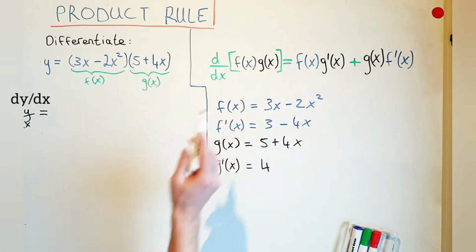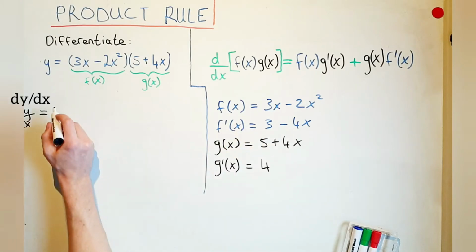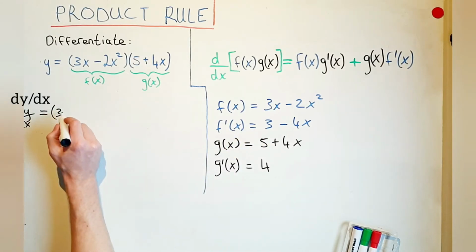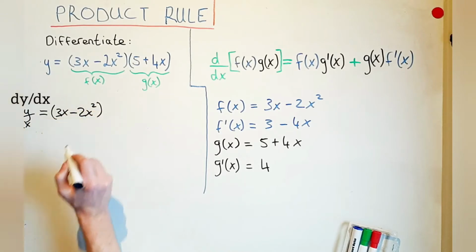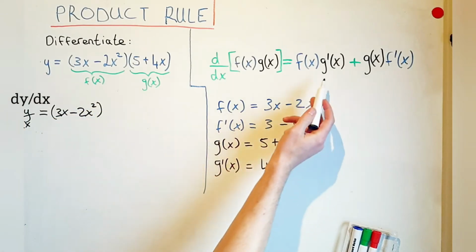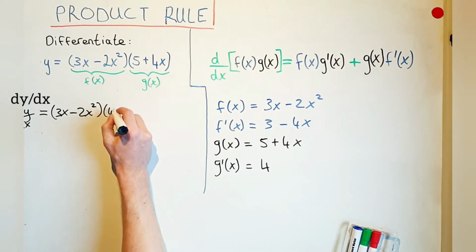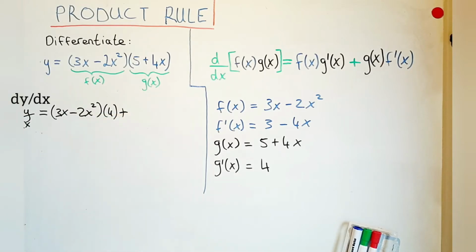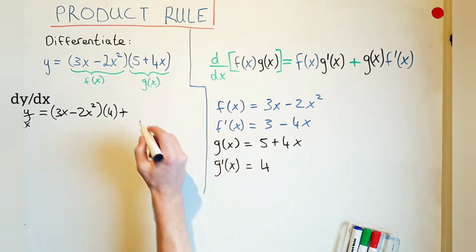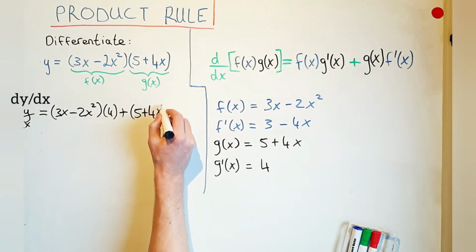So the first part of our product rule is our f of x. We know that our f of x is 3x minus 2x squared. We can see that that's in product with g prime of x, which we found to be 4. And we know that's going to be summed with our g of x, which we know is 5 plus 4x.